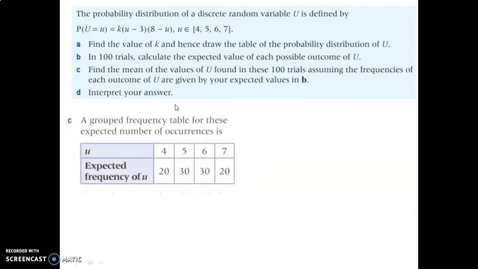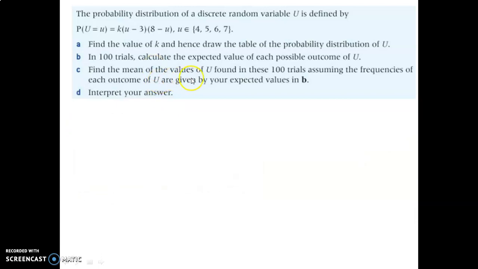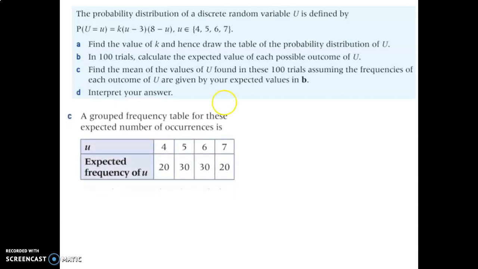So we have C. This one says find the mean of the values of U found in these 100 trials, assuming the frequencies of each outcome are given by the expected values in B. So how do you find the mean? Now you have all the outcomes that happened, so find the mean. So again, here's our table of expected values, right? A 4 is expected to happen 20 times, a 5 30 times, a 6 30 times, and a 7 20 times. So basically, this is like a frequency table.